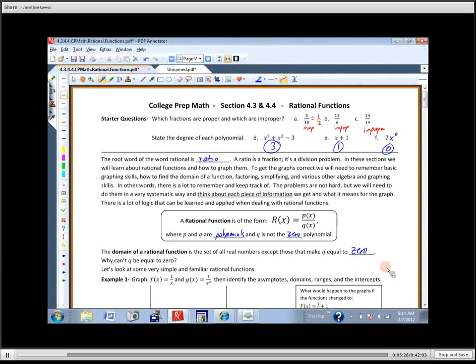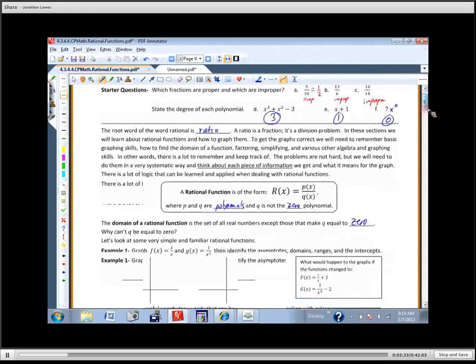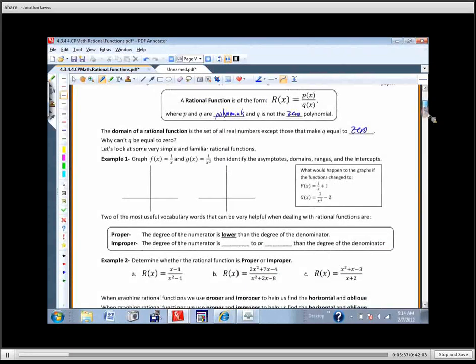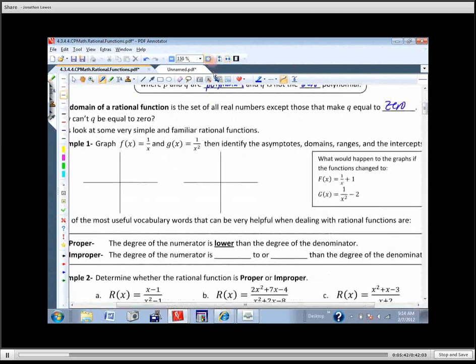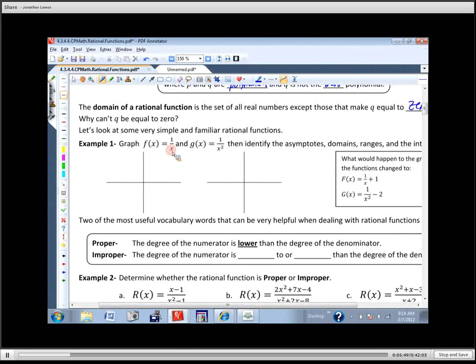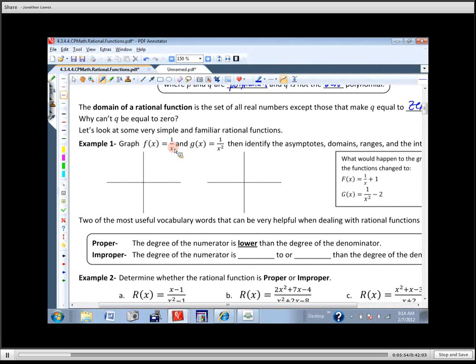And we've actually seen some problems like this before. The reason we can't have q equal to 0 is because we've got that division in there. So we're going to look at some really simple rational functions to start off with. All right, let's take a look at this one right here. This is the reciprocal function, right? Well, we've already graphed this. We graphed this a couple weeks ago, or last week. What does the reciprocal function look like?